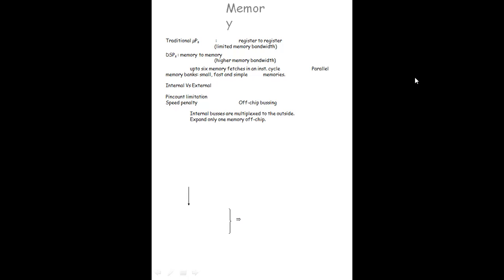Apart from that, we need to know the advantages of the Harvard architecture. There are two separate buses available for program and data memory. So the contents of program memory and data memory can be accessed in parallel. As a result, the number of clock cycles required for memory access is reduced. That is the main advantage of the Harvard architecture.